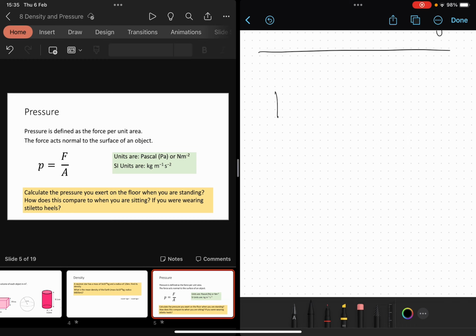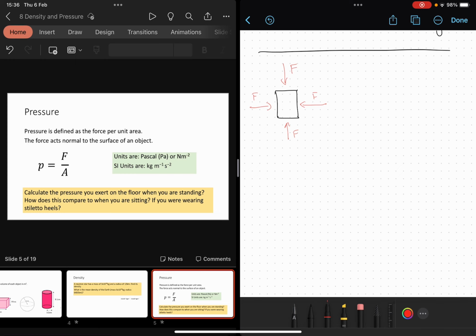And the force acts normally to the surface. That word normal, again, it means at right angles. So in other words, if I take this object here and I submerge it underwater, it's under a greater amount of pressure, and the force acts normally to each surface.